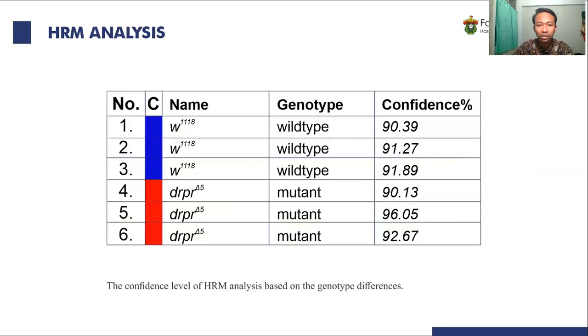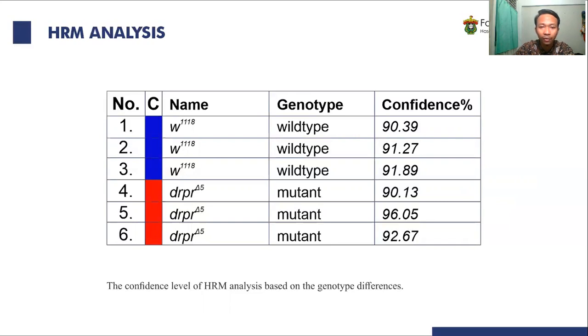To support our assumption on the high-resolution melting results, we carried out additional steps to assign the examined samples based on the confidence percentage level. As we can see in the picture, a confidence interval of more than 90% was reached by each high-resolution melting analysis result, which signified that the high-resolution melting method could really distinguish between wild-type W1118 flies and its Draper delta 5 mutants.